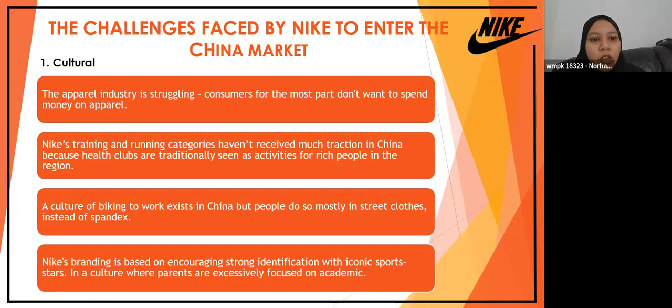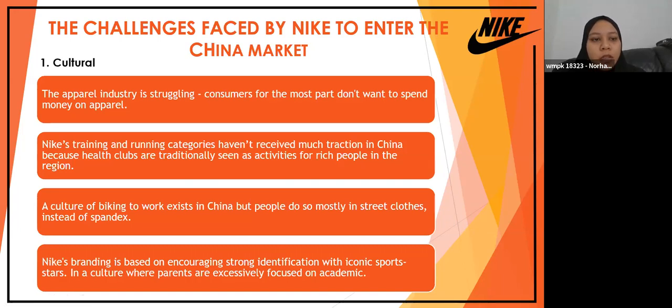And then Nike's training and running categories haven't received much traction in China because health clubs were traditionally seen as activities for rich people in the region back then. A culture of biking to work exists in China, but people do it mostly in street clothes instead of spandex. Nike's branding is based on encouraging strong identification with iconic sport stars.